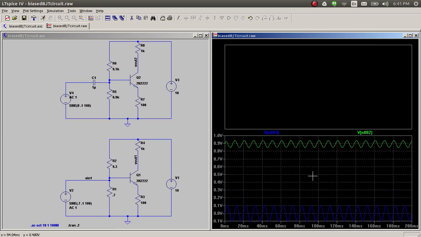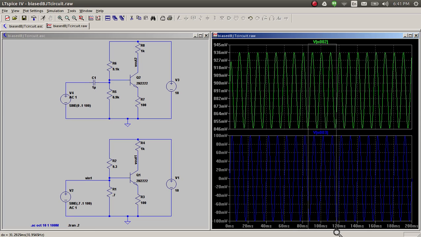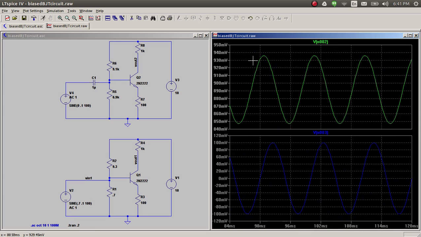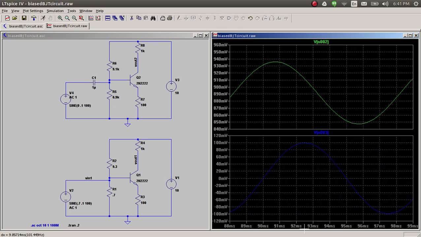There's something called add plot pane, so this will let you see both of them simultaneously, and you can see that they are not quite in phase, they are a little off, and that's because of the effect of the capacitance, leading and lagging. You're getting some sort of filtering. If you want to figure out what that is, you can use the AC simulation.